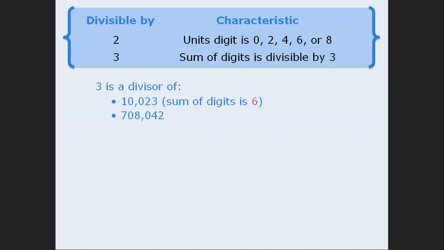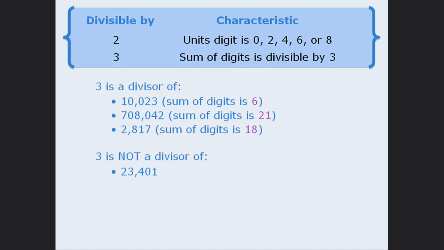Similarly, this number is divisible by 3. When we add its digits, we get a sum of 21, and since 21 is divisible by 3, we know that 708,042 is divisible by 3. Finally, 2,817 is divisible by 3, since the sum of its digits is 18, and 18 is divisible by 3.